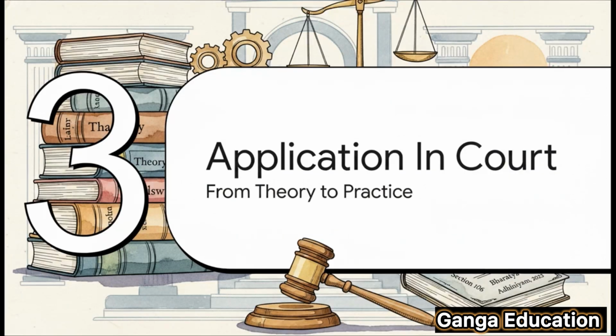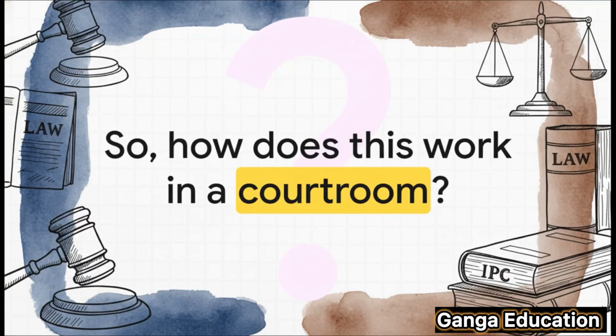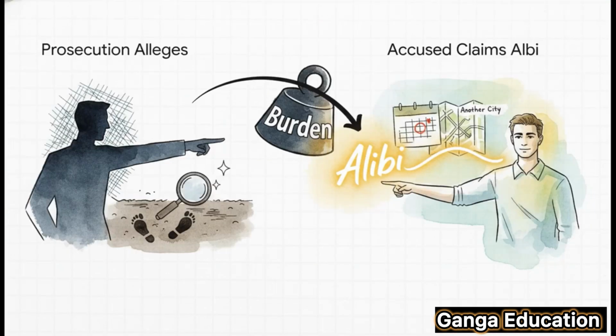Okay, so we've covered the theory, but how does this all play out in a real courtroom? Let's move from theory to practice and see this section in action. So yeah, how does this actually work when you're in a courtroom? Let's take a classic practical example, the alibi defense. Imagine the prosecution presents evidence to show the accused committed a crime. Now, the accused claims, "It wasn't me. I was in a completely different city that day."